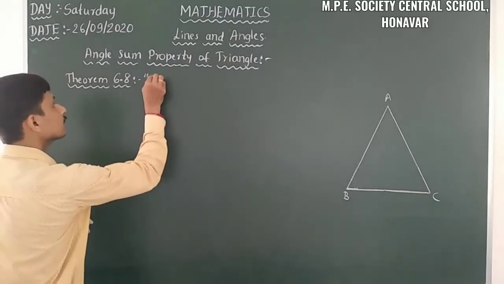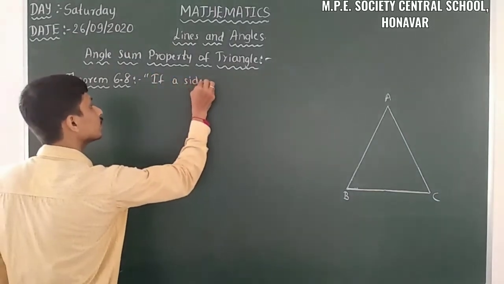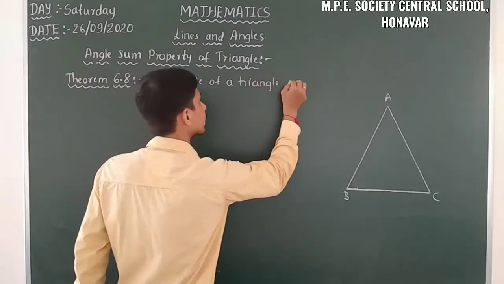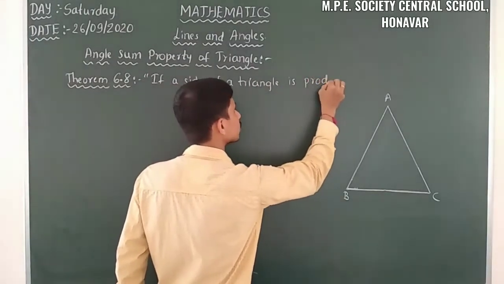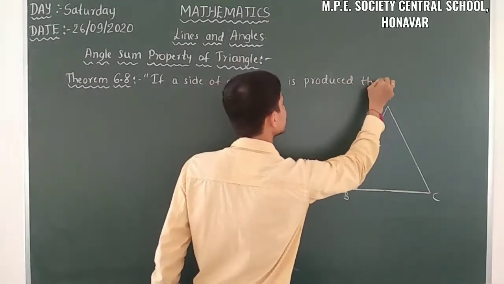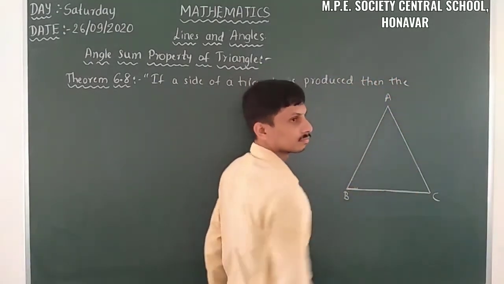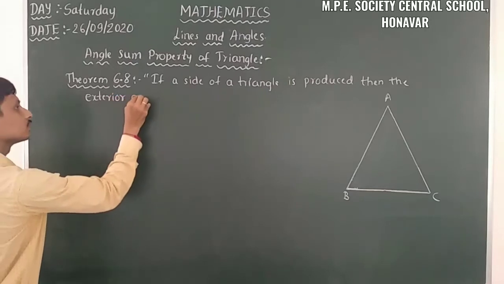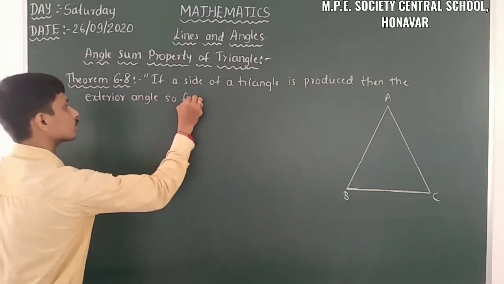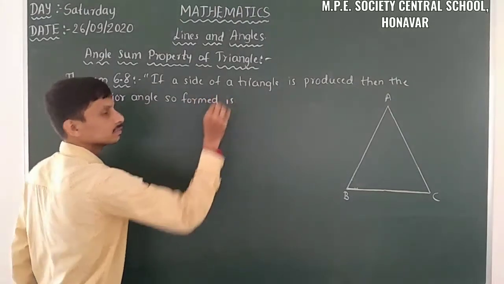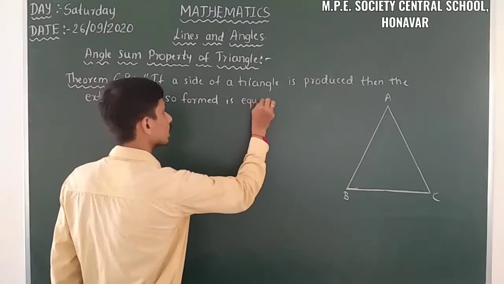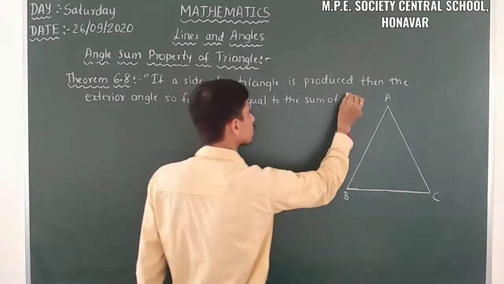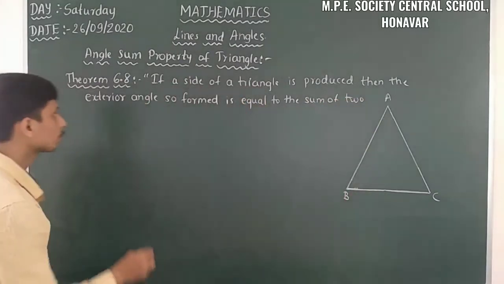That is, if a side of a triangle is produced, then the exterior angle so formed is equal to the sum of two interior opposite angles.